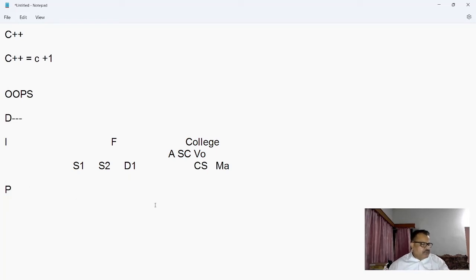Now the last one is polymorphism. What is the meaning of polymorphism? Actually, it comes from organic chemistry. We are using one polymer in day-to-day life, known as polythene, that is actually polyethylene.